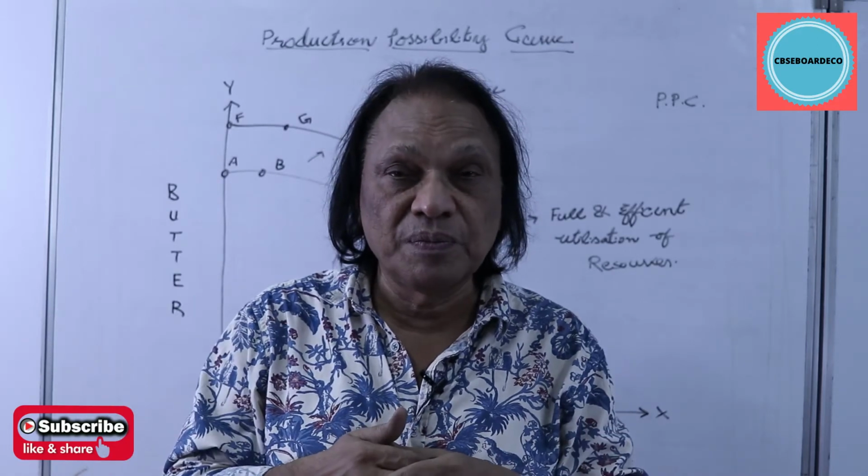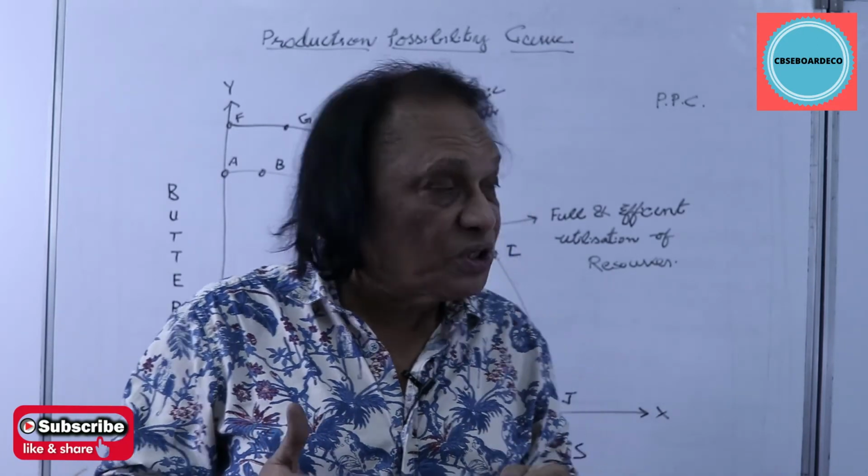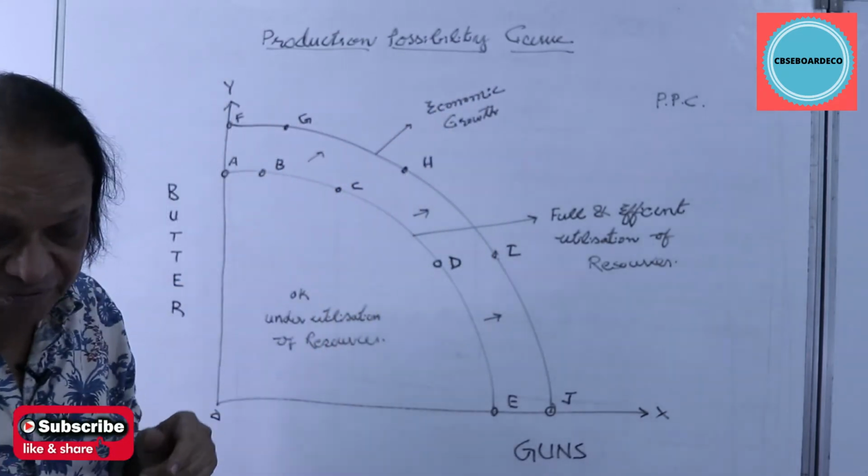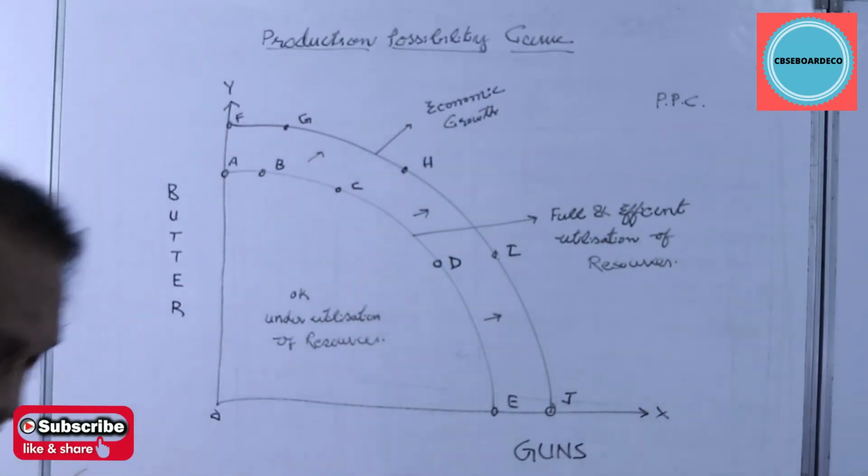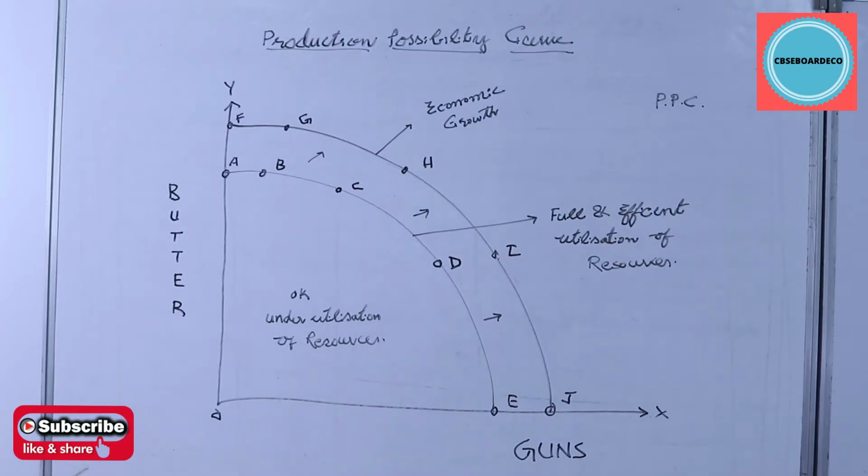Now see the graph. Guns have been shown on the x-axis. Butter is shown on the y-axis. The PPC, you can see here, is a downward sloping curve. Why is it a downward sloping curve? Because if the economy produces more of guns, the economy has to sacrifice butter. That's why it is downward sloping.